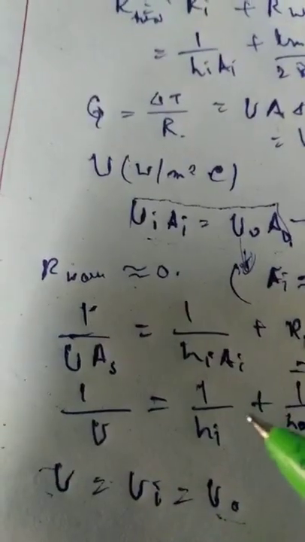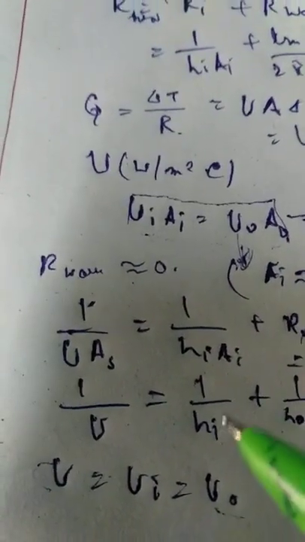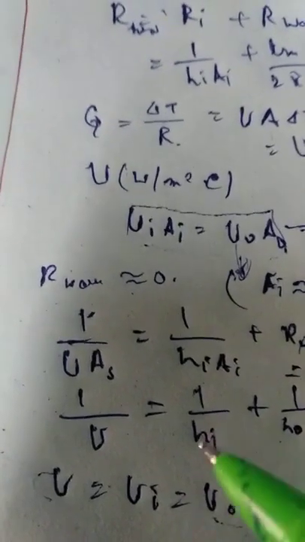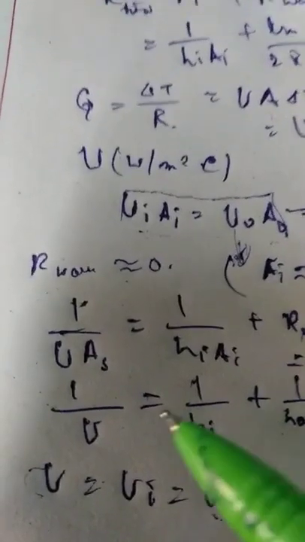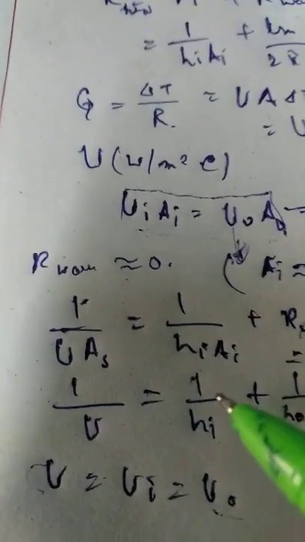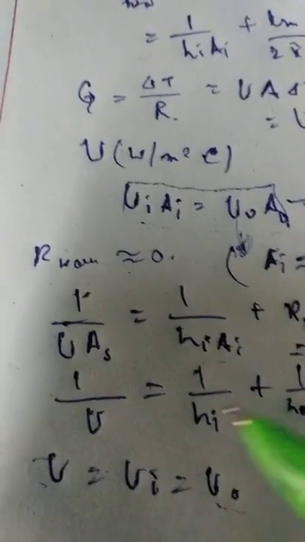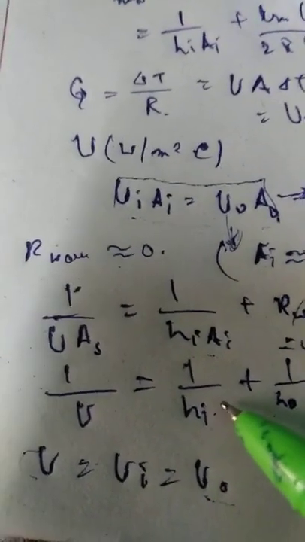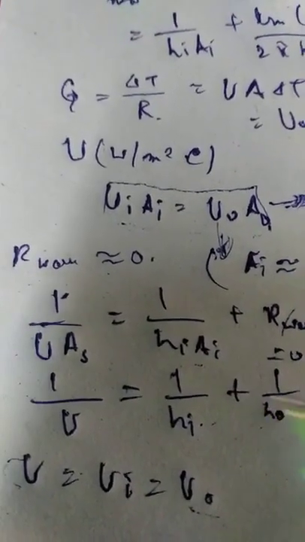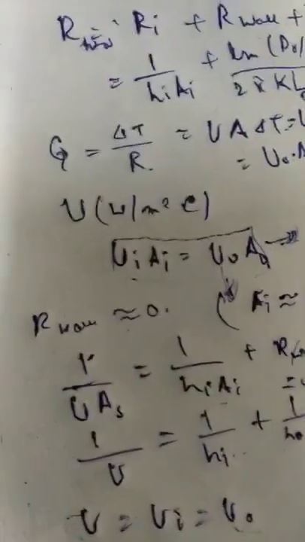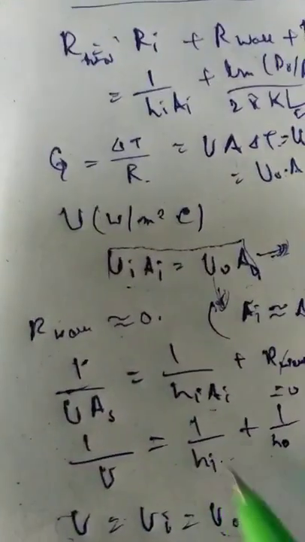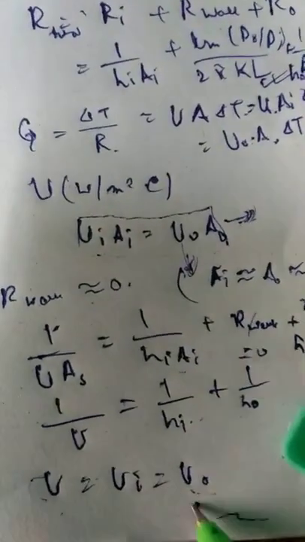So suppose this HI, the heat transfer coefficient of the inside surface, is very small. Therefore this 1 by HI will be a very large quantity, very much larger compared to 1 by HO, so that we can neglect 1 by HO. So 1 by U will become equal to 1 by HI. So you can write that U is equal to HI.